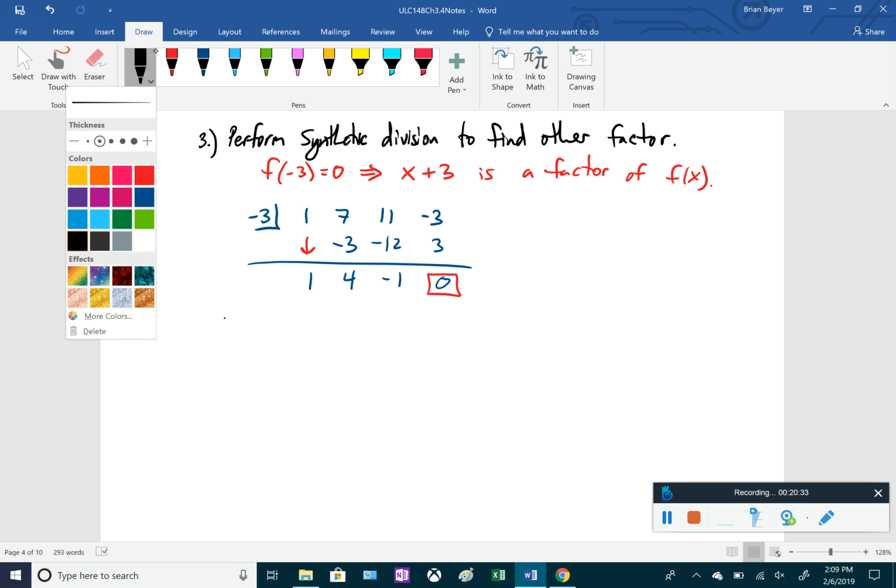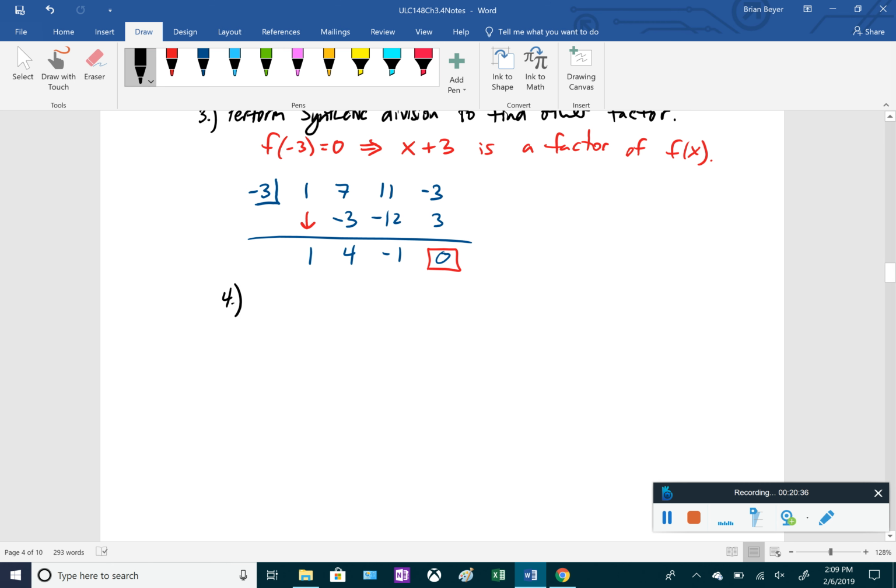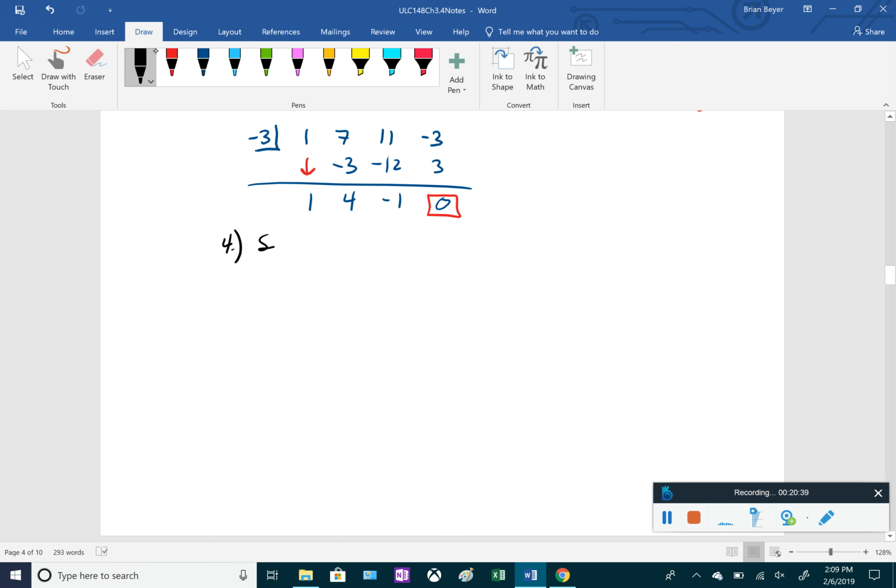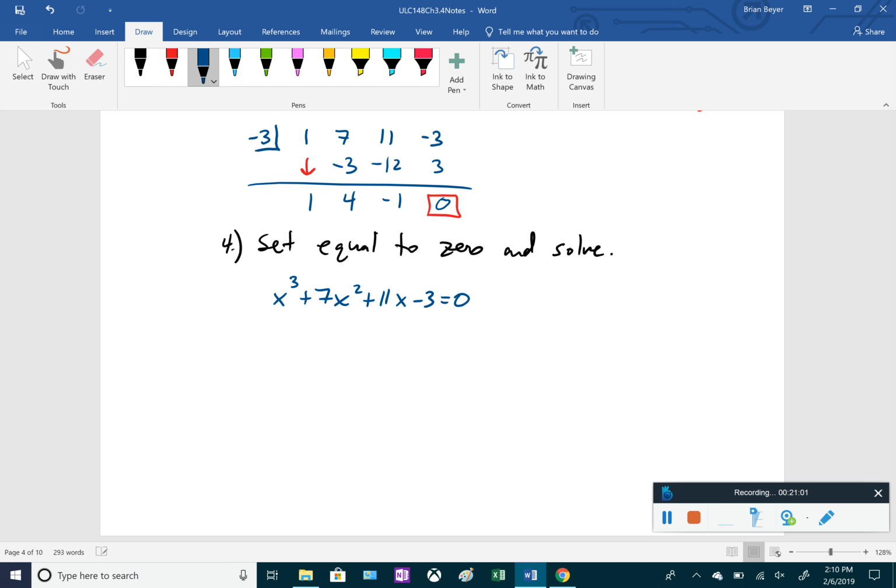And we're almost done. The last main step here is going to be set equal to 0 and solve. So the way I'm going to do it is the way I did the other one. I'm going to set the whole thing equal to 0 from what we started with, because we were trying to find when x cubed plus 7x squared plus 11x minus 3 equals 0. That's all we started with. We figured out that x plus 3 was a factor, and we just found the other factor using synthetic division.